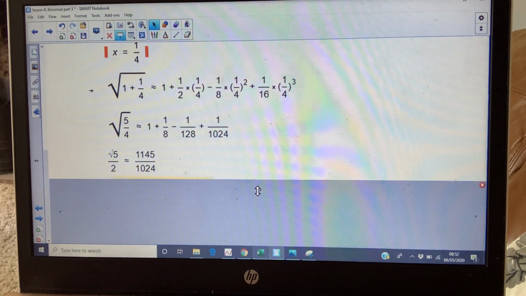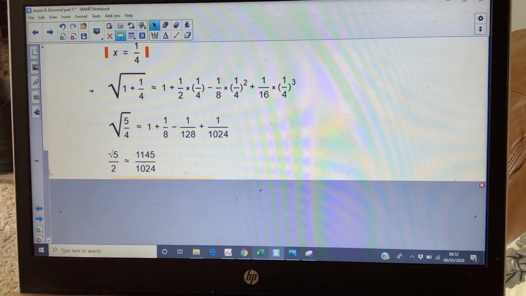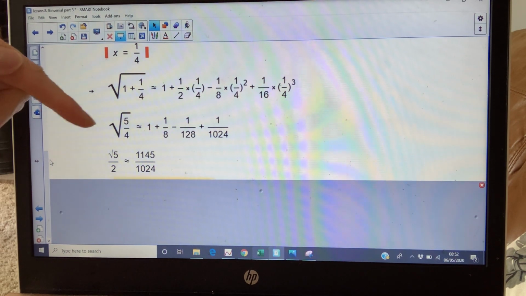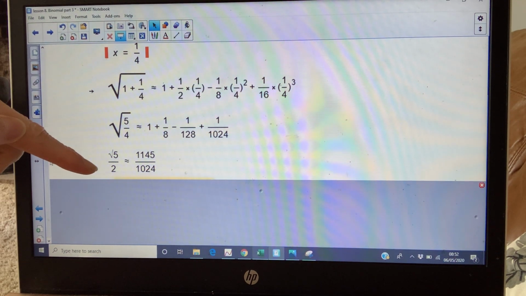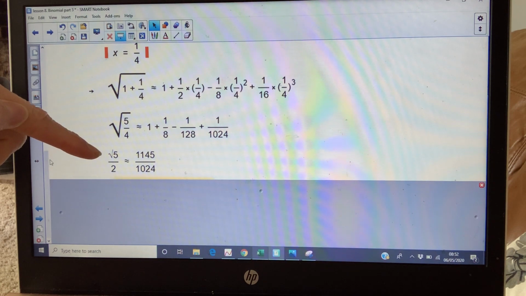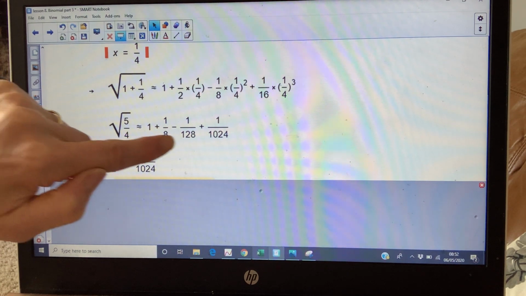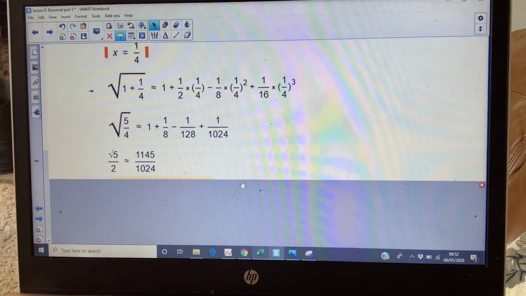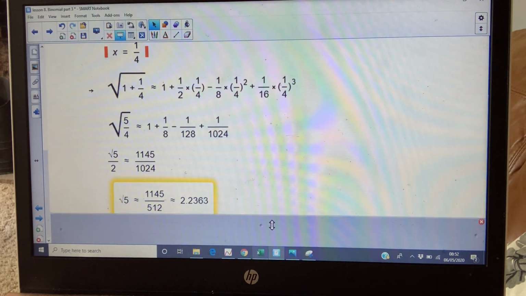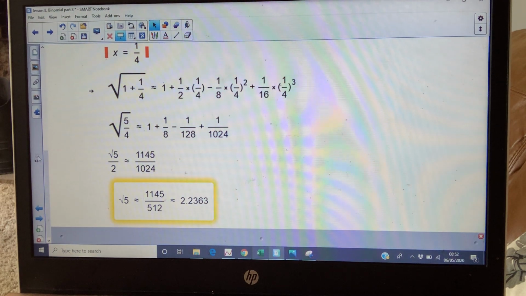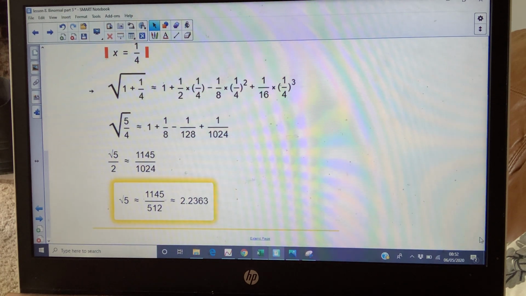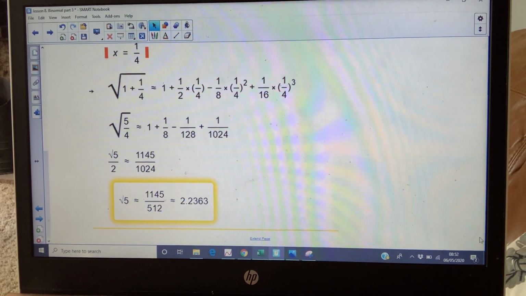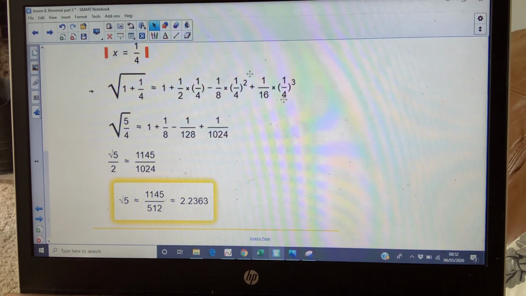Using my law of surds, which I showed you at the beginning of this question, this will split up to root 5 over root 4, which of course is root 5 over 2. I've put that into my calculator to get this fraction. And then all I do is multiply both sides by 2. And there's my value. So a much harder question. So that would be hard.